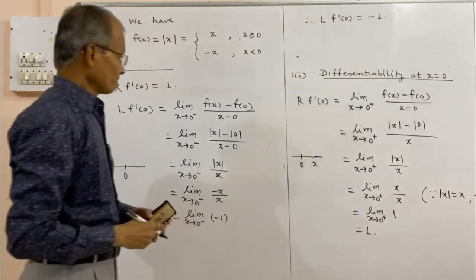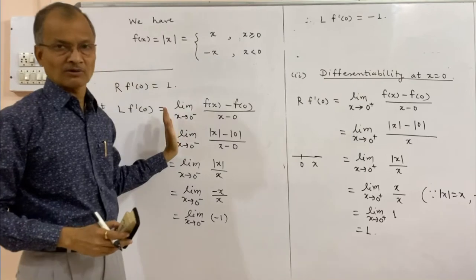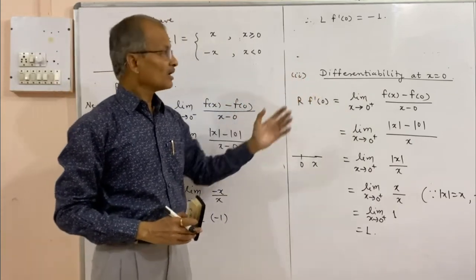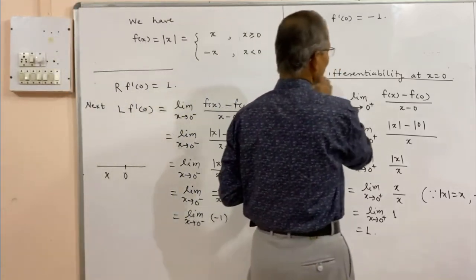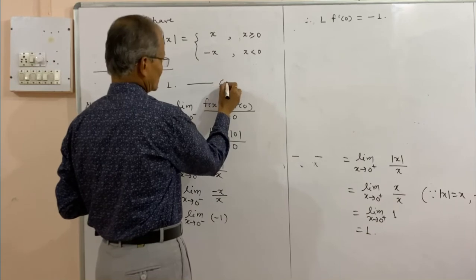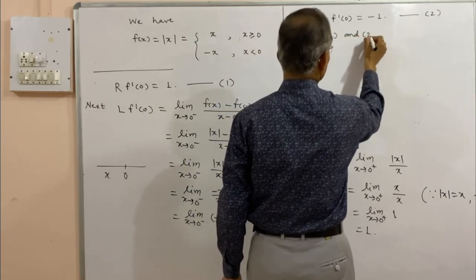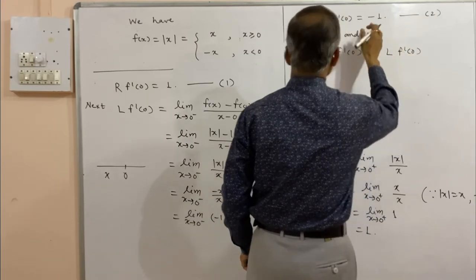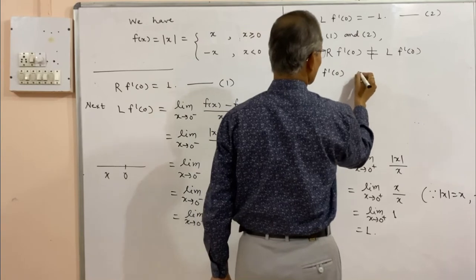Now what is our observation? The right hand derivative of f at 0, R f dash 0 is 1 and L f dash 0 is minus 1. So these are not equal, and when these are not equal, the derivative does not exist. We have written earlier result: f dash a exists if R f dash a, the right hand derivative of f at a, is equal to the left hand derivative of f at a, then only the derivative exists, otherwise not. And therefore we see from 1 and 2, we may suppose this as 1 and this is 2, from 1 and 2, right hand derivative of f at 0 is not equal to left hand derivative of f at 0. 1 is not equal to minus 1. Therefore, our conclusion is f dash 0 does not exist.